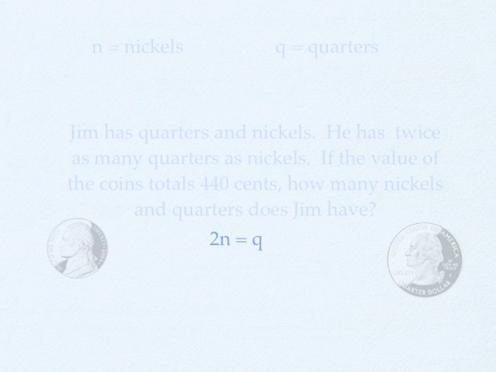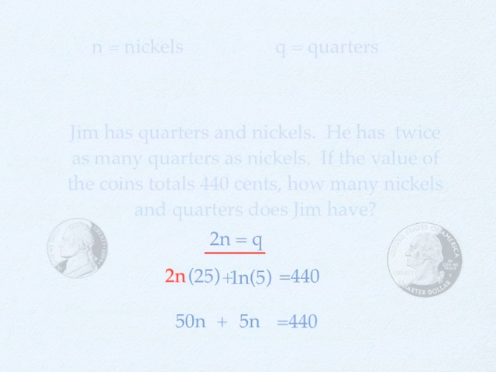So now we have that equation, 2n is equal to q. And this other equation is q times 25 cents plus nickels times 5 cents is equal to 440. That q, 2n is equal to q, is the same q as that q. So we can take this equation, 2n is equal to q, and take that 2n and slide it right down where that q is. So 2n times 25 is equal to 50n plus 1n times 5. 1 times 5 is 5n, is equal to 440 cents. Now we can solve for n.